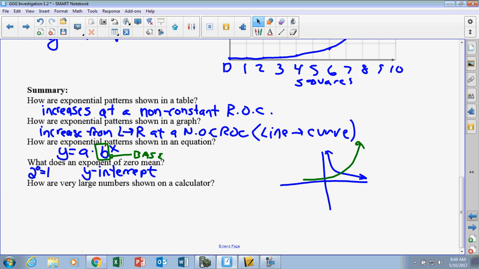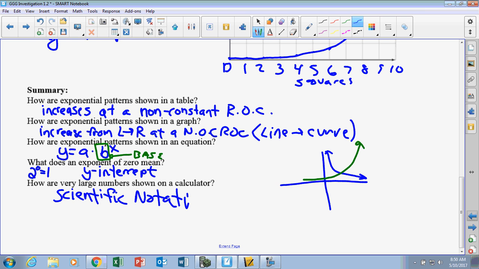How are very large numbers shown on a calculator? What happened when you typed that very large number in? We got that E. What was that called? Exponent, but what's the word for it? Scientific notation. So when you see that E, that number is written in scientific notation. If you have a positive number past the E, you have to move the decimal point over to the right to make the number bigger. If it's negative, it goes the other way, just that little thing we did.